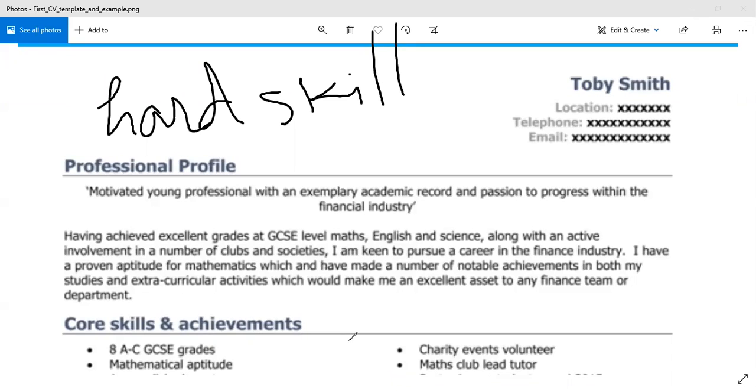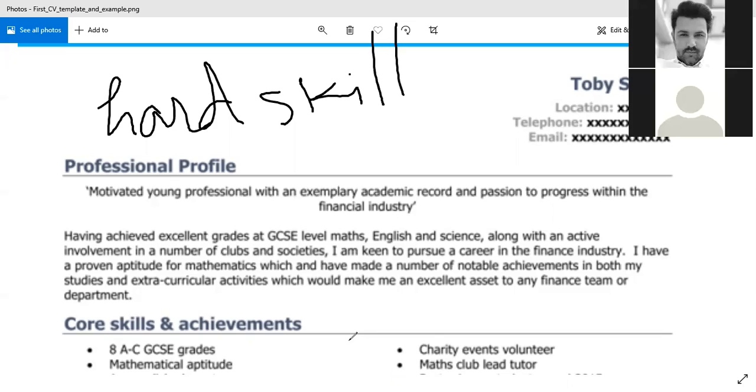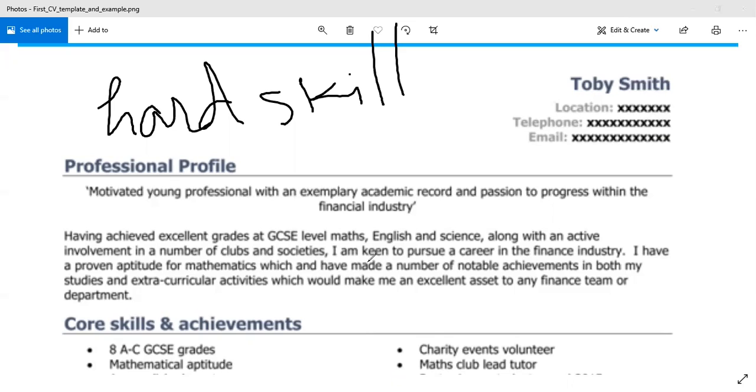I'm keen to pursue a career in the finance industry. I have proven aptitude for mathematics, like he's good at mathematics, and have made a number of notable achievements in both my studies and extracurricular activities, which would make me an excellent asset to any finance team or department. So he's very clear, right? This is a very clear, very concise and a very attractive kind of personal profile.